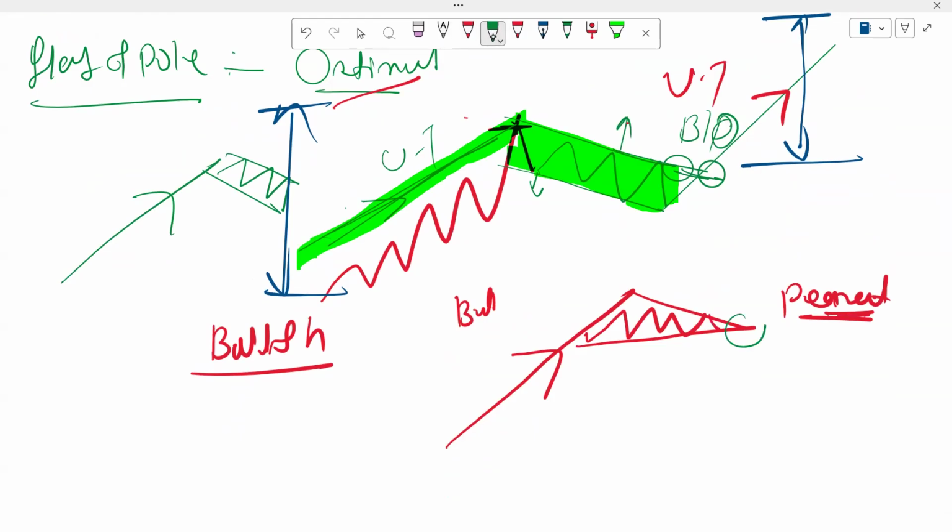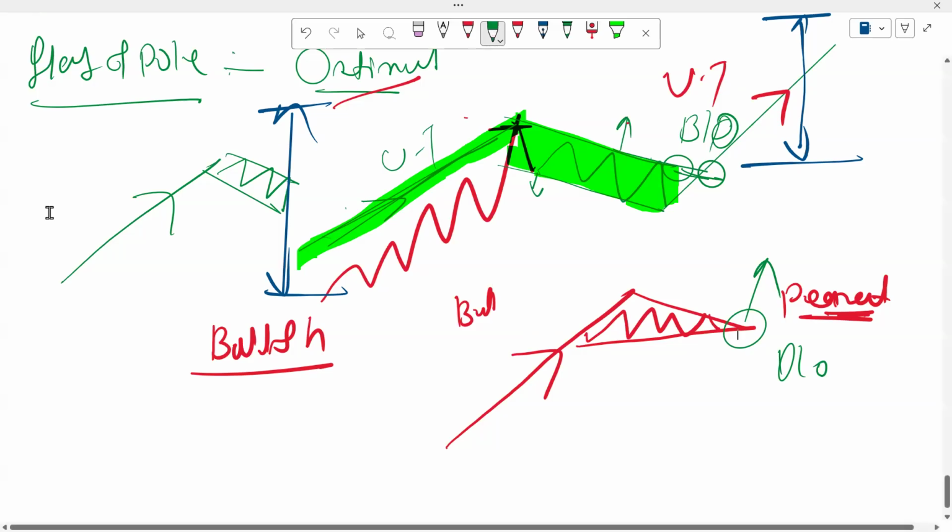Okay, if it is consolidating in a triangle, what will you look for? You will look for the breakout. At this point, you will look for the breakout. This is like the most famous pattern. If you find this flag and pole pattern, you can definitely take a trade. Any doubt? No. Yeah, if you have any kind of doubt, you can feel free to ask me.